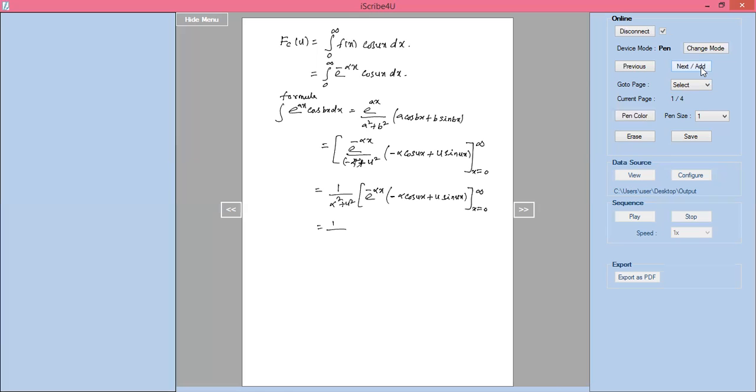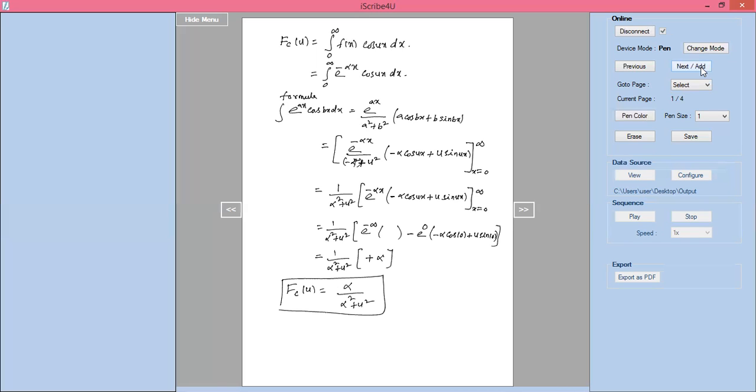We will apply the upper limit: 1 divided by alpha square plus u square into e power minus infinity into something, whatever it is, e power minus infinity value is 0, minus the lower limit, which is e power 0 into minus alpha cos 0 plus u sin 0. That equals 1 divided by alpha square plus u square minus this one, e power 0 is 1, cos 0 is 1, so minus of minus gives plus alpha, and sin 0 is 0. Now I get Fc of u equal to alpha divided by alpha square plus u square.